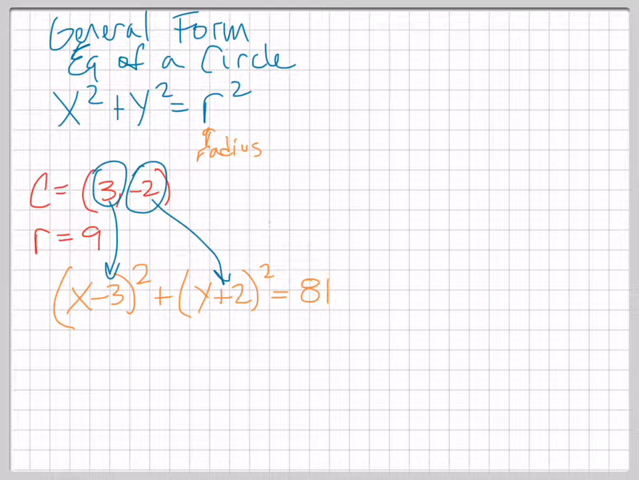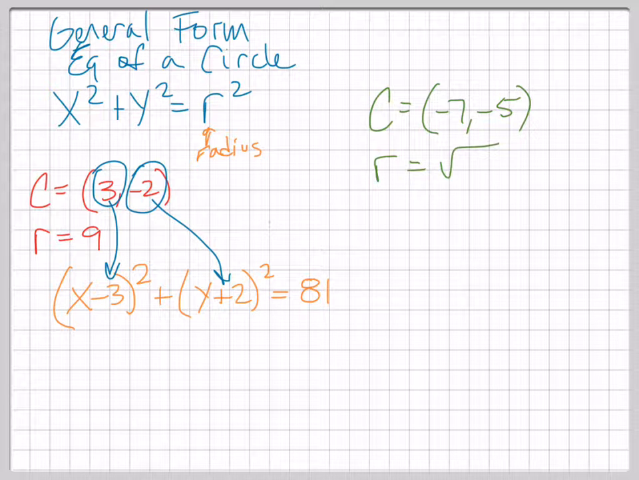Here's another example. Again, you can pause the video if you like to test yourself. Let's say I wanted the general form of a circle, and I tell you the center is at negative 7, negative 5, and the radius, tricky, here we go, is the square root of 31. Okay, so pause it if you need to, but here we go.